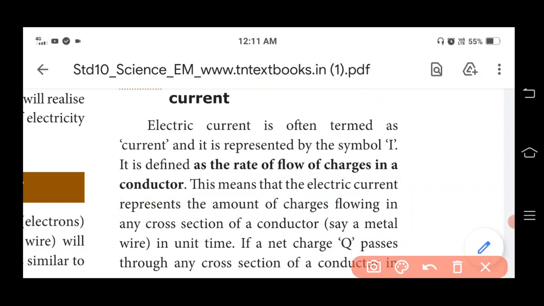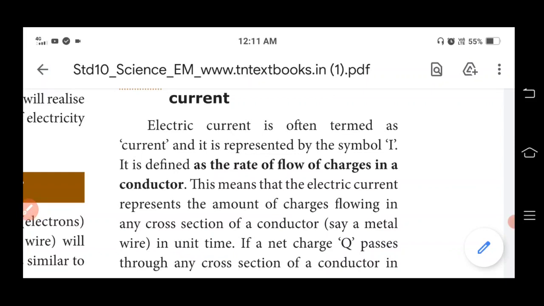This means that the electric current represents the amount of charges. So the electric current depends upon the amount of charges flowing. If fewer charges flow, it will produce less current. If a high amount of charges flow, it will produce high current. So the amount of charges flowing through any cross section of a conductor in unit time will give the electric current.